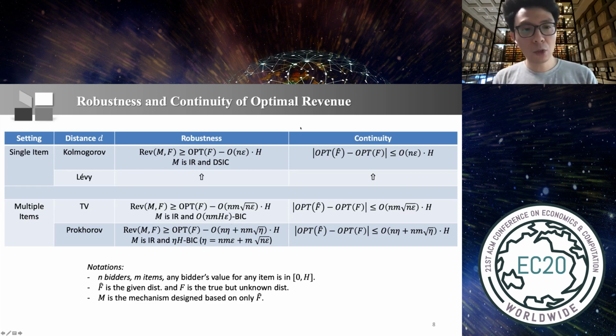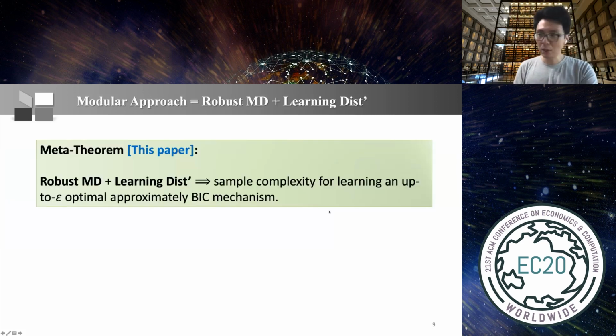Another thing I want to mention is there is an interesting byproduct of our robustness result, namely the continuity of the optimal revenue. So we also show that under these different distances, the optimal revenue is continuous. Okay, so that's the robustness result.